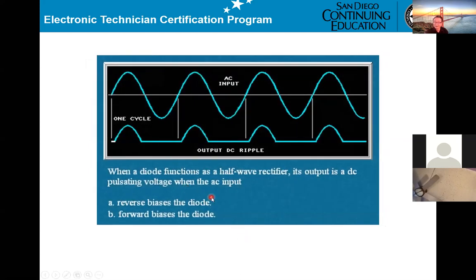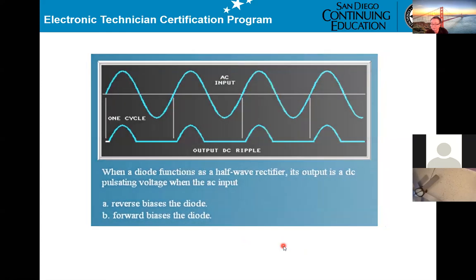Okay, when the diode functions as a half-wave rectifier, its output is a pulsating DC voltage when the AC input is A or B. B. A. So far, you guys are doing very good. Really understand.